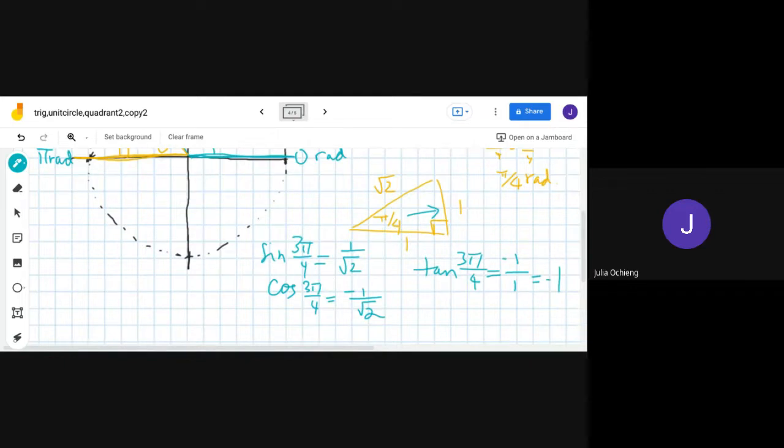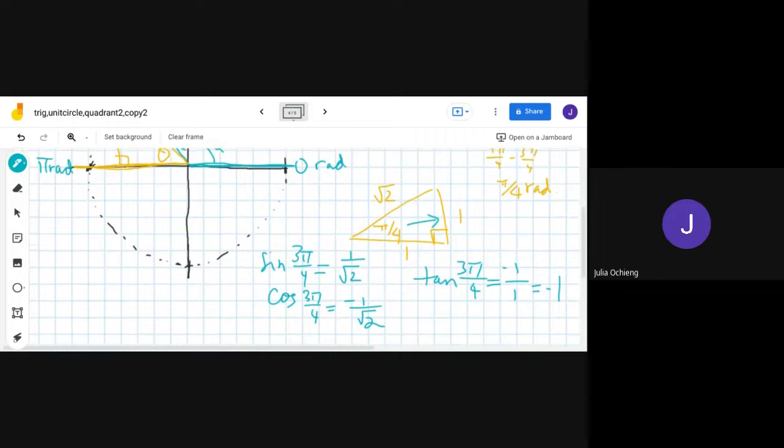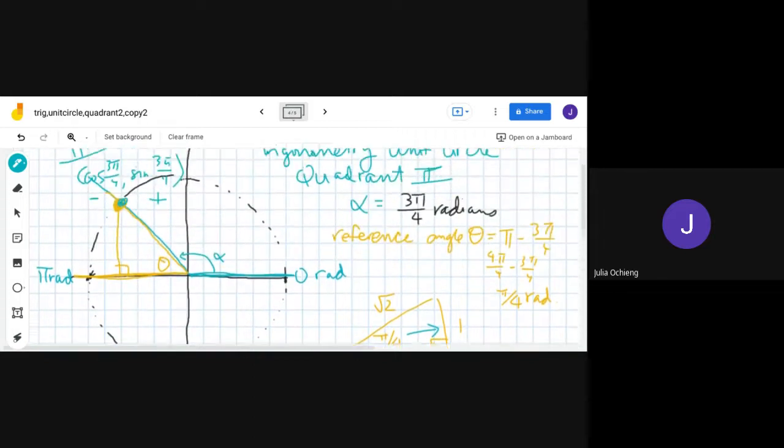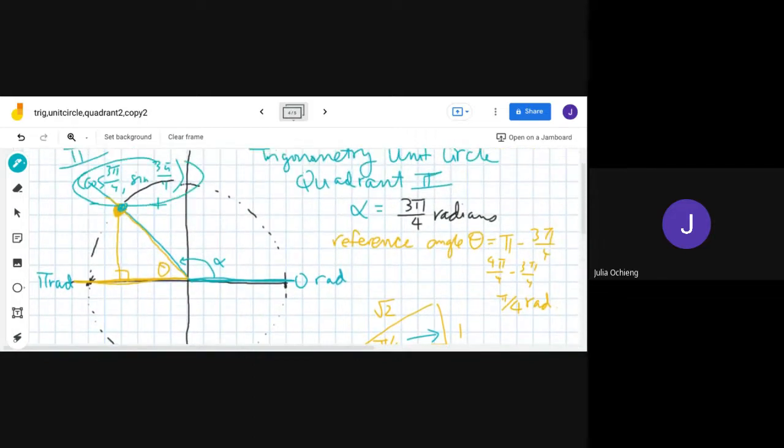Okay, and if you divide sine divided by cosine, where sine is positive and cosine is negative, you will get a negative answer for tangent. So what does that mean about the coordinate of this point here at alpha degrees on the unit circle? It means that the x value here is negative 1 over root 2, and the y value is positive 1 over root 2.